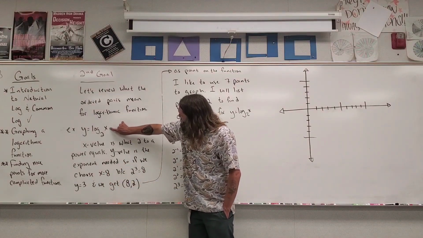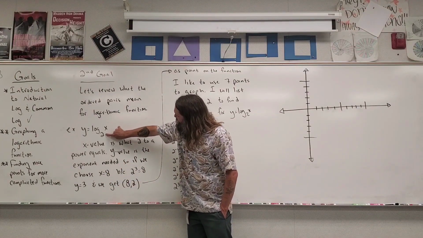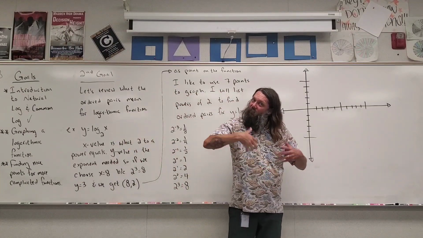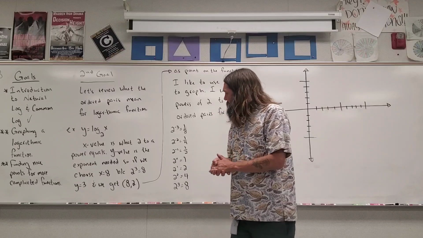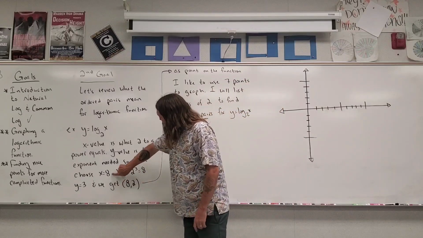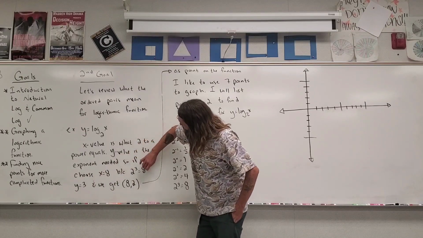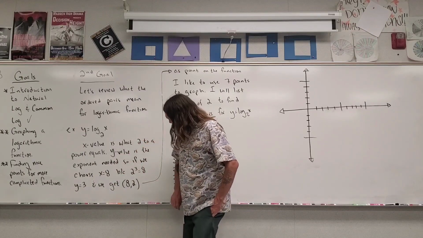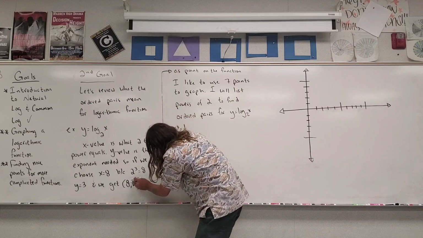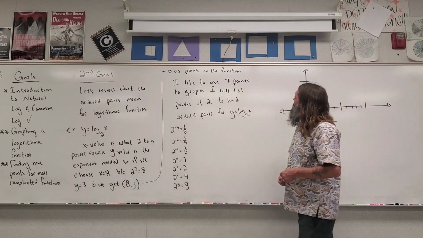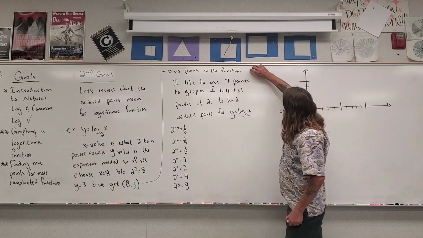So remember, we get to choose the value of x, but choose it so it's a power or a multiple of that number. And that way we're guaranteed to find nice outputs, nice y's. So because we chose x to be 8, that means that we need the exponent of 3 to get to 8, and we get the ordered pair (8, 3). Not (2, 8, 3). There we go. All right, and (8, 3) is a point on the function.